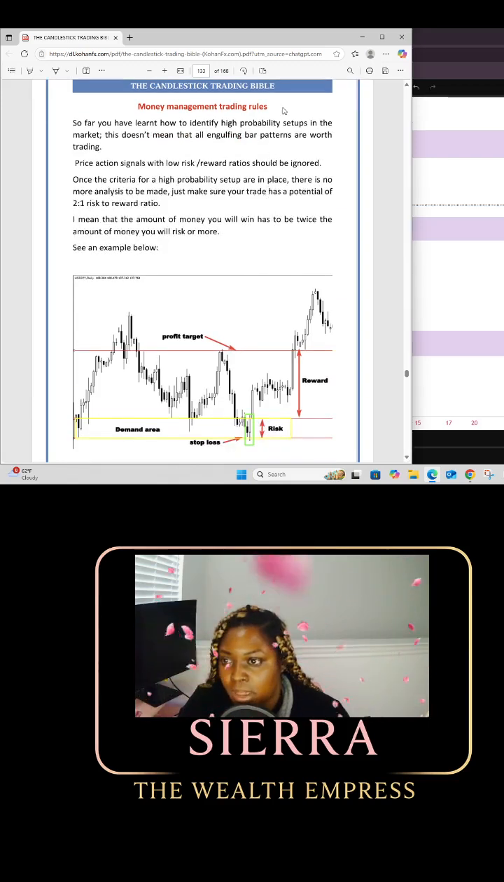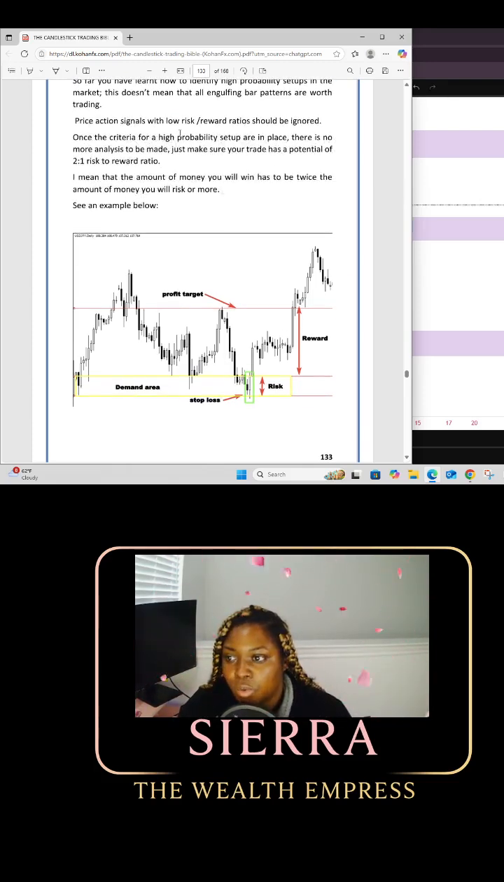All right, money management trading rules. So far, you have learned how to identify high probability setups in the market. This doesn't mean that all engulfing bar patterns are worth trading. Remember, wait for price to get to your zone and then let price show you what it's going to do. Avoid price action signals with low risk to reward ratios.